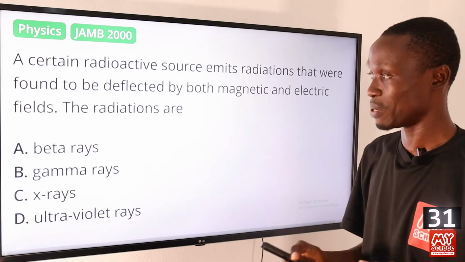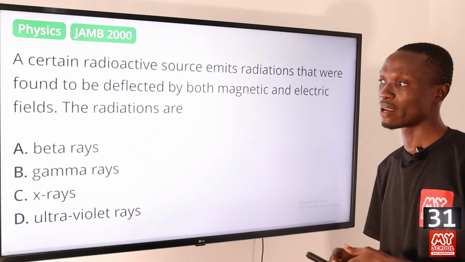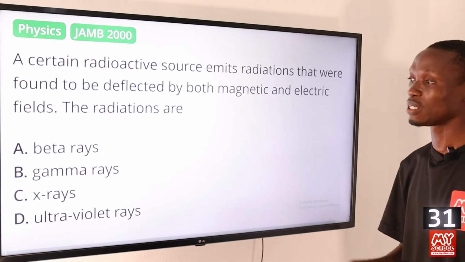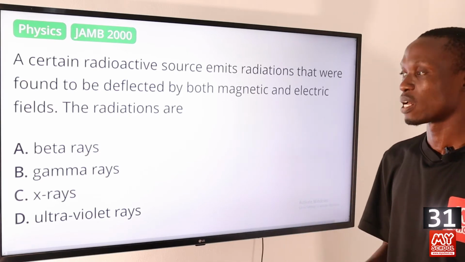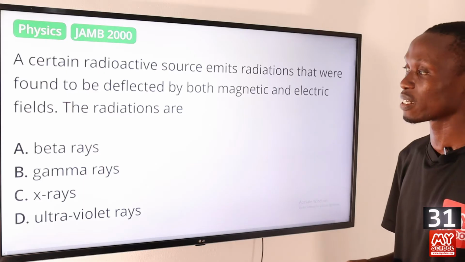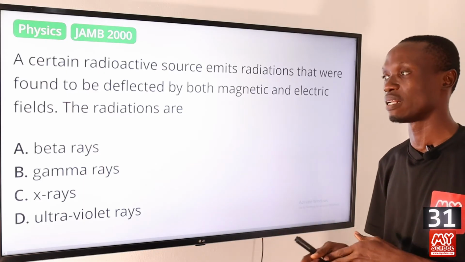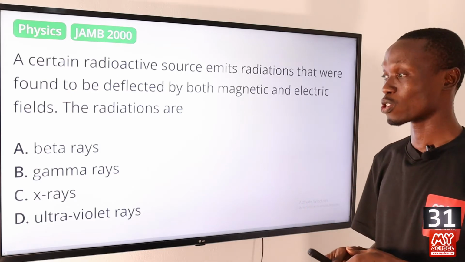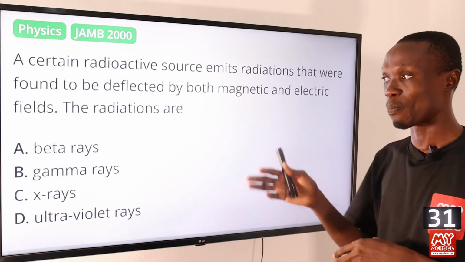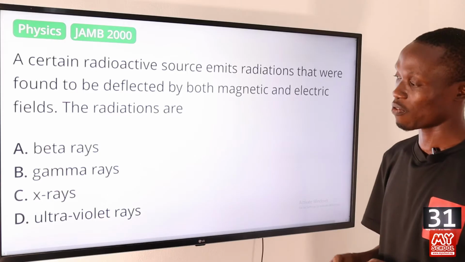So A, we have beta rays. Beta rays are high energy and fast moving electrons or positrons. They are positively or negatively charged, and they are deflected by both magnetic and electric fields because of their mass compared to that of alpha particles.